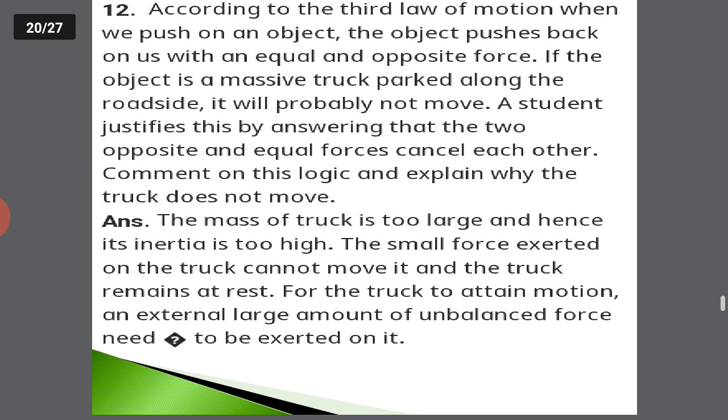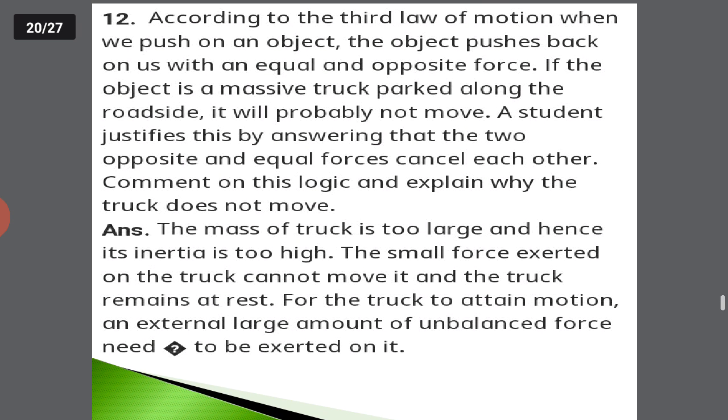According to the third law of motion, when we push on an object, the object pushes back on us with an equal and opposite force. If the object is massive, like a truck parked along the roadside, it will probably not move. A student justifies this by answering that the two opposite and equal forces cancel each other. Comment on this logic and explain why the truck doesn't move. The mass of the truck is too large and hence its inertia is too high. The small force exerted on the truck cannot move it and the truck remains at rest. For the truck to attain motion, a large external unbalanced force needs to be exerted on it.